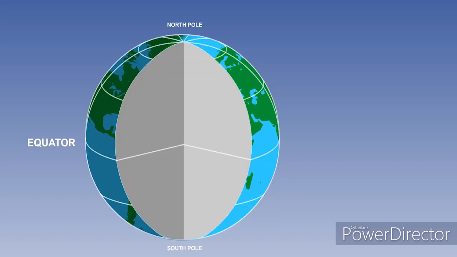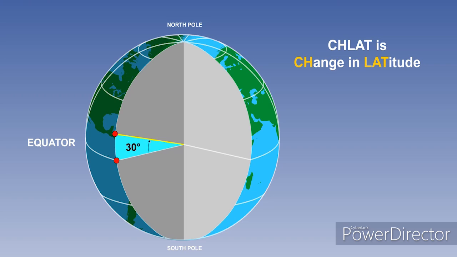We have seen that latitude is measured in degrees, either north or south of the equator. We will now look at what happens when we move from one position to another, in terms of the change in the latitude. Chelat is an abbreviation for a change of latitude, from one latitude to another latitude. If we were to move from the equator, north-south 0000, to north 3000, we would have travelled through 30 degrees of latitude. In other words, the chelat would be 30 degrees. In this case, the direction would be north.